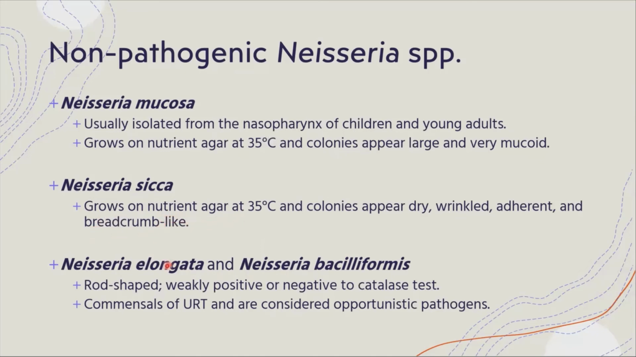For Neisseria elongata and Neisseria basiliformis, so they are rod-shaped. So sila isa sa mga exceptions, no, ng ating general rule na ang Neisseria ay gram-negative cocci. Kasi si Neisseria elongata and Neisseria basiliformis, they are gram-negative bacilli. So they are weakly positive to negative or negative to catalase test, and they are commensals of the upper respiratory tract but are considered opportunistic pathogens. So in immunocompromised individuals, they may cause infections.